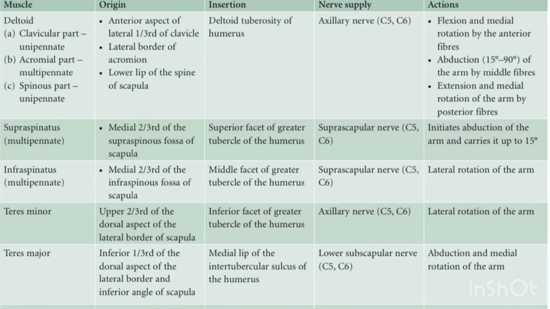But the acromion fiber here, which you call the medial fiber, does what? Abduction. But this abduction here is 90-degree abduction. So from 0 to 90 degrees is called what? Deltoid. 0 to 90 degree abduction is deltoid. But 0 to 15 degrees is supraspinatus. Don't forget.